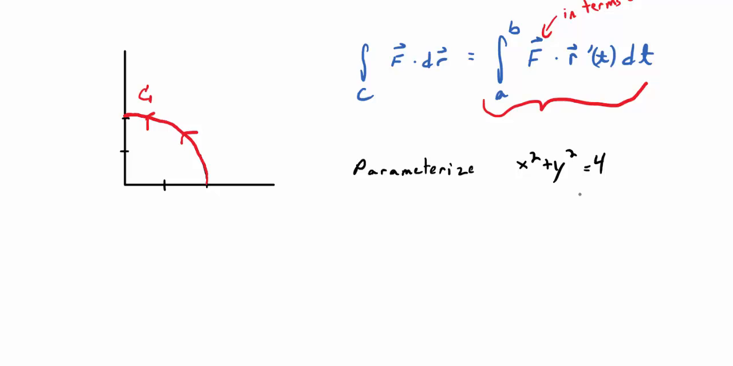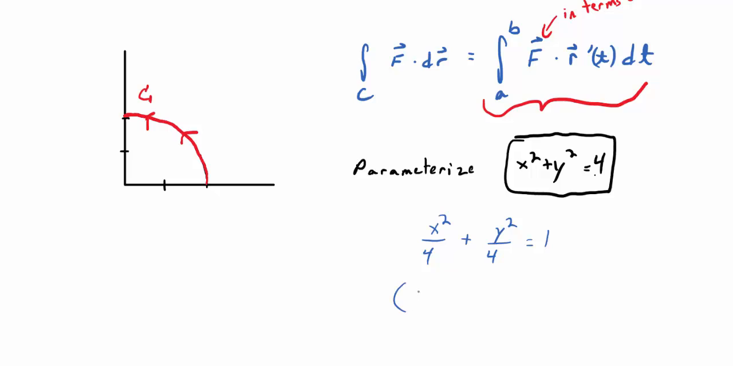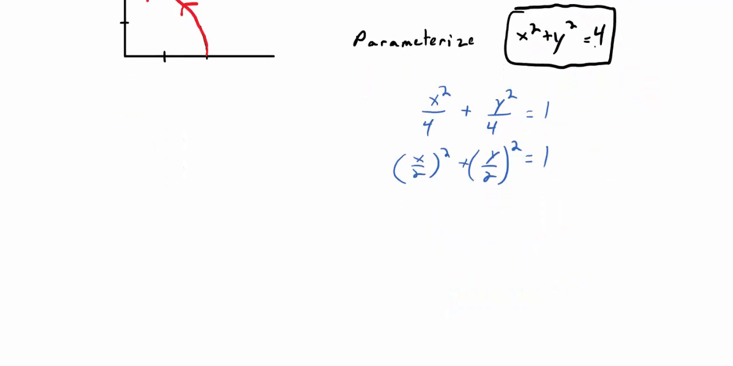One way to help you remember how to parameterize any circle or any ellipse is to write the equation in the standard form of an ellipse, not a circle. To write this equation in the standard form of an ellipse and get 1 on the right-hand side, what could I do? Divide both sides by 4, and then I get x squared over 4 plus y squared over 4 equals 1, which is the same as (x over 2) squared plus (y over 2) squared equals 1. And then you use your old friend, the trig identity, cosine squared t plus sine squared t equals 1, right?